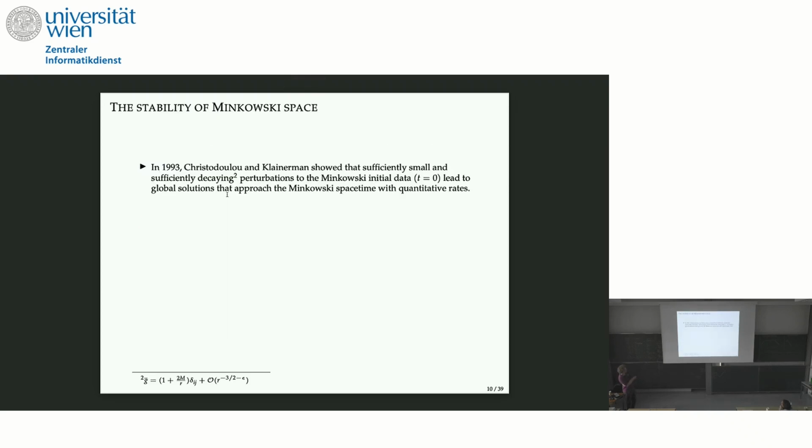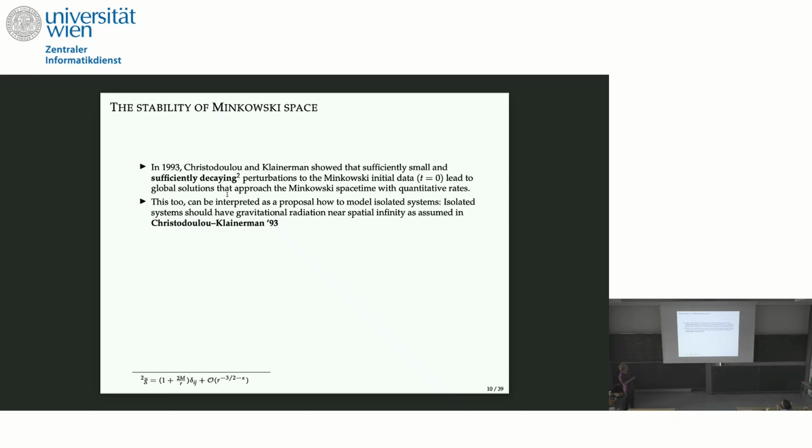But okay, even if we take this mathematical approach of just working with initial data, we run into the same problem. In 1993, there was this very monumental work by Christodoulou and Klainerman, which showed that if you take the Minkowski initial data, perturb them a little bit, then solutions ultimately converge back to the Minkowski spacetime with quantitative rates. This was a 500-page book.